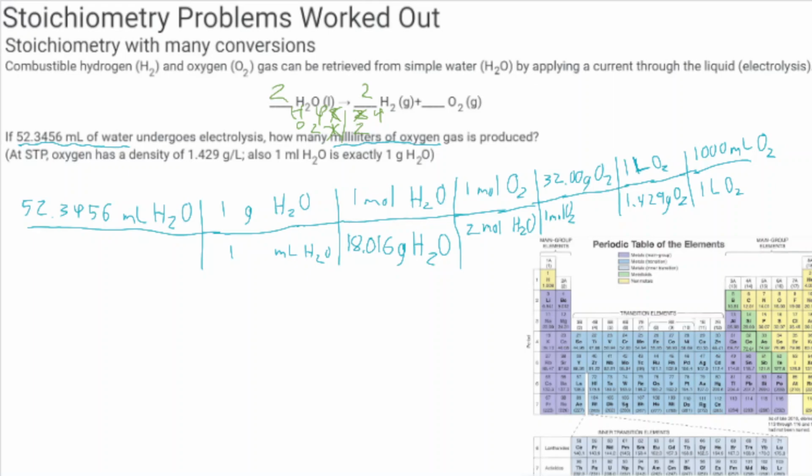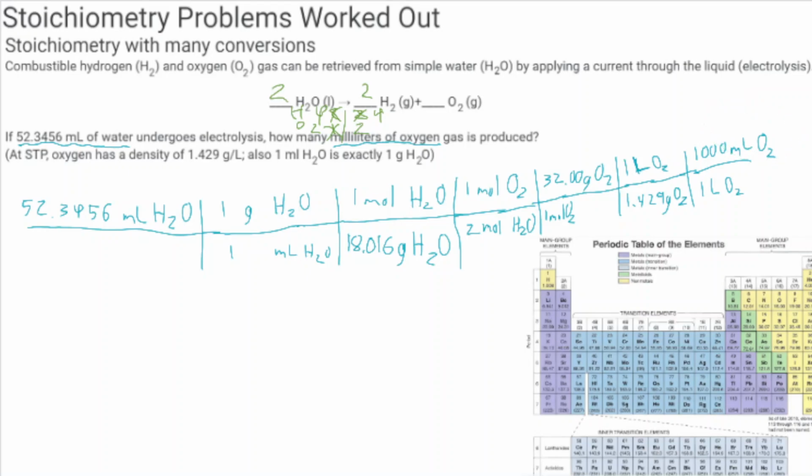All right, so now we can go back and double check all of our units canceling out. So we have milliliters of O2 cancel out with milliliters of O2, grams of H2O cancel out with grams of H2O, moles of H2O cancel out with moles of H2O, moles of O2 cancel out with moles of O2, grams of O2 cancel out with grams of O2, liters of O2 cancel out with liters of O2, and then we're left with milliliters of O2. So we got to our desired units.